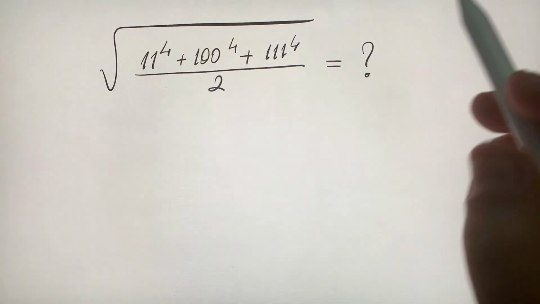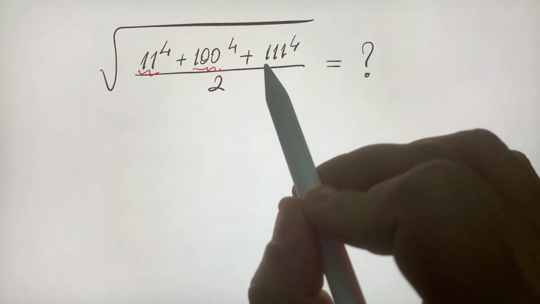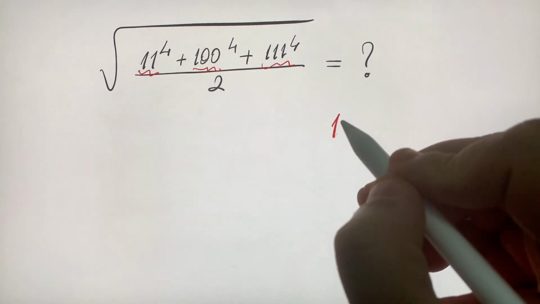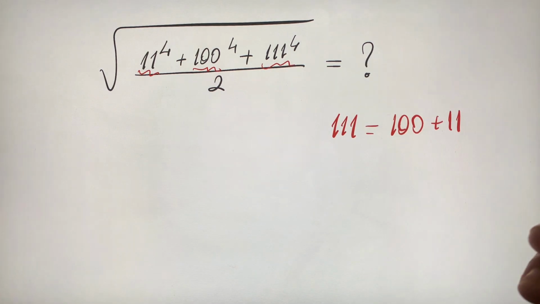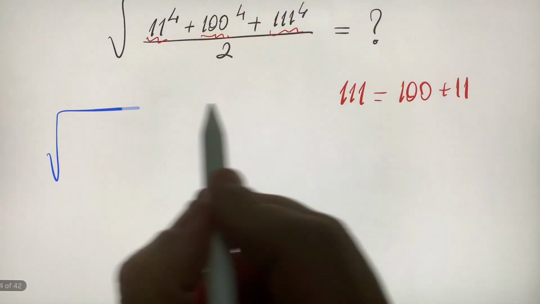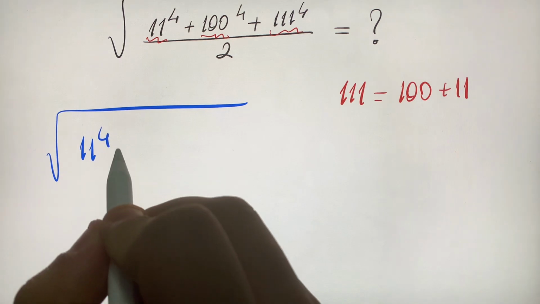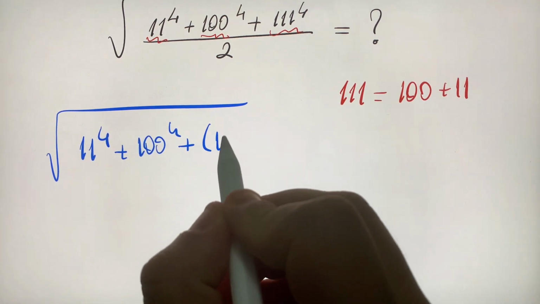If you pay attention to this part, he gave 11, he gave 100 here, and finally he wrote 111. This is what we call 111. I can write 100 plus 11. Then the question is, I start applying it right away: 11 to the fourth plus 100 to the fourth plus (100 plus 11) to the fourth, divided by 2.